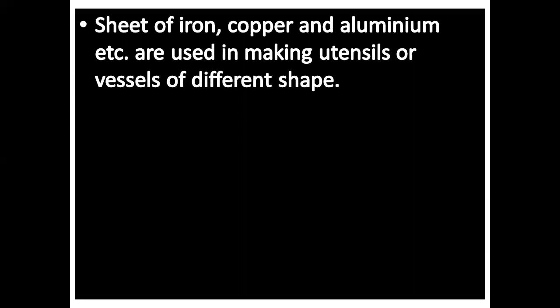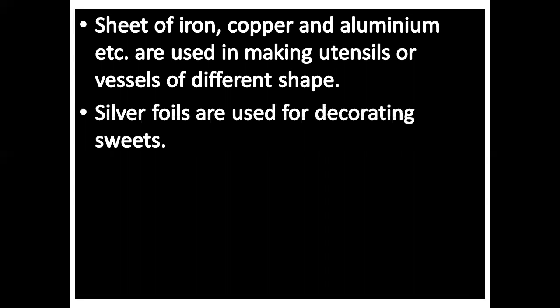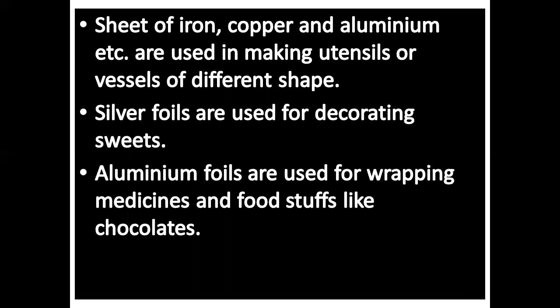The sheets of iron, copper and aluminium are used in making utensils or vessels of different shapes. And silver foils are used for decorating sweets. Aluminium foils are used for wrapping medicines and foodstuffs like chocolates.